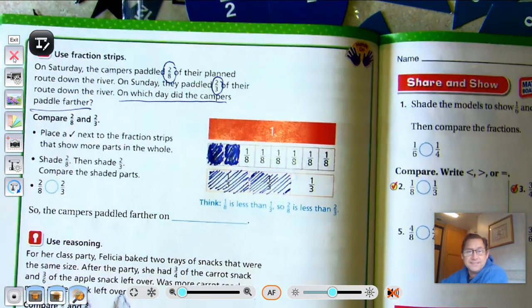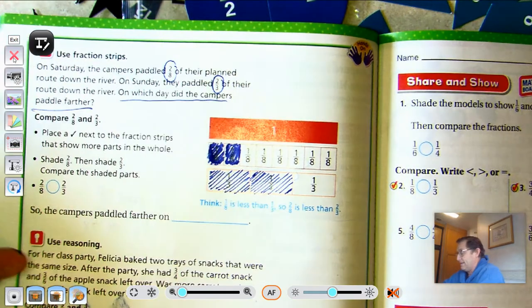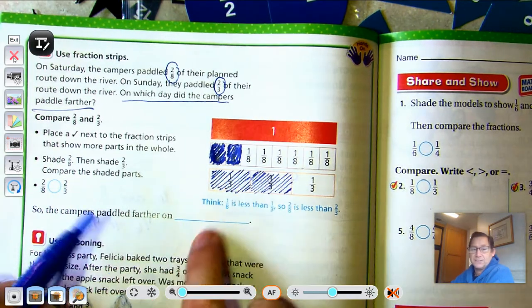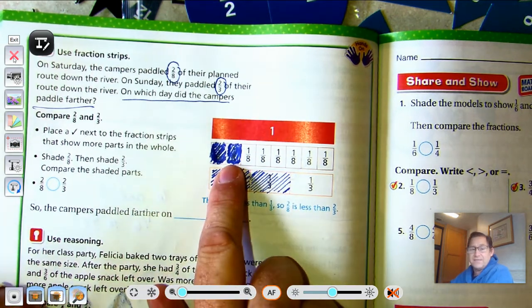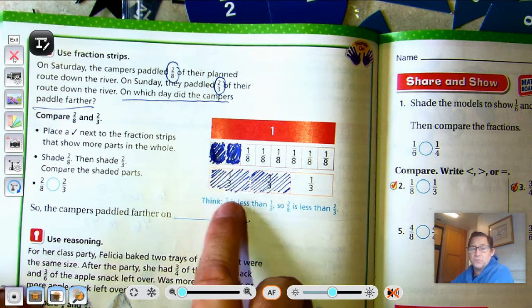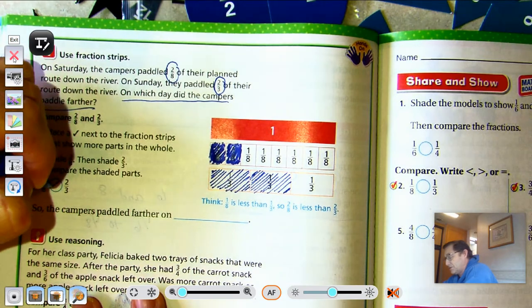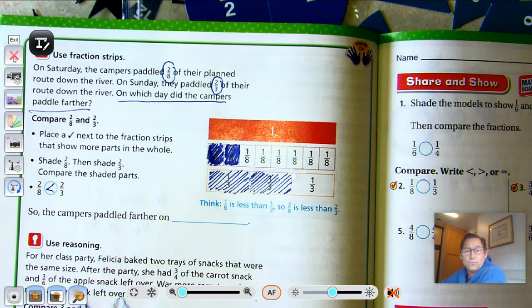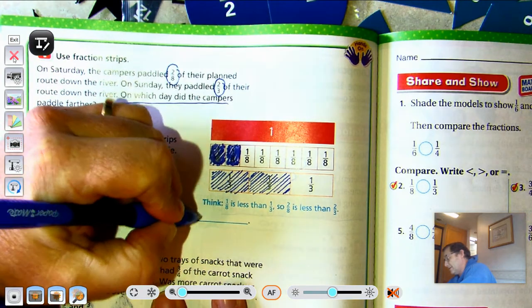Well, when I compare these, which one is a smaller piece? The one that had more equal sections. This one had 8 equal sections. This one only has 3 equal sections. So if you take 2 out of these 8, these 2 will be much smaller than these 2 pieces. So 2/8 is smaller than 2/3. So which one's the greater fraction? 2/3. So they traveled farther on Sunday.